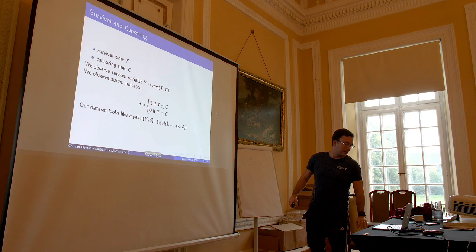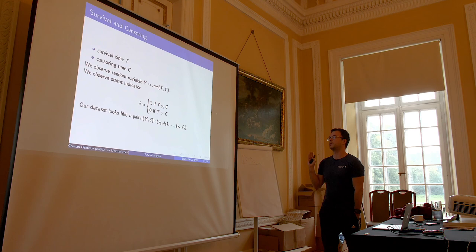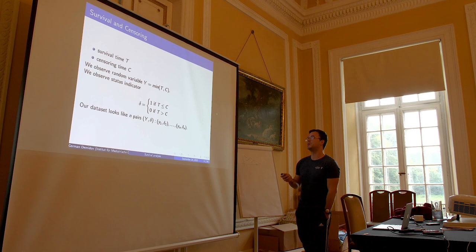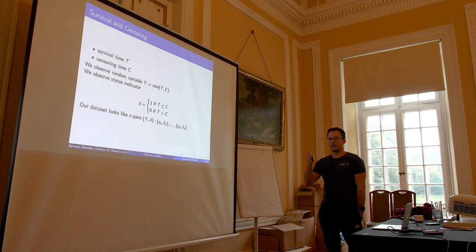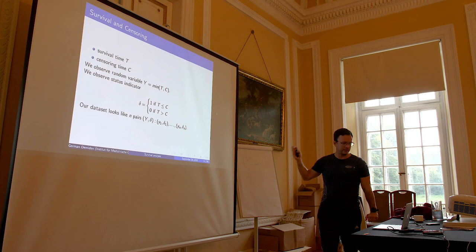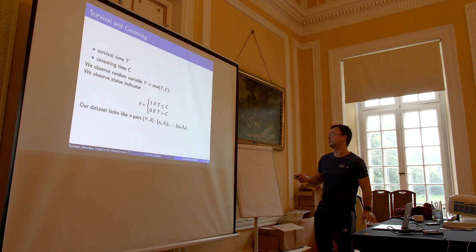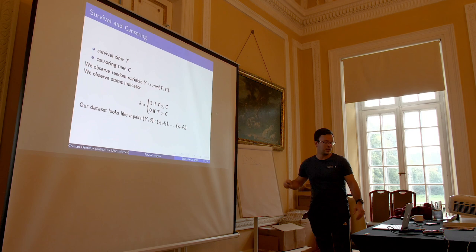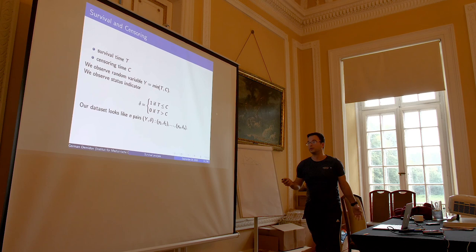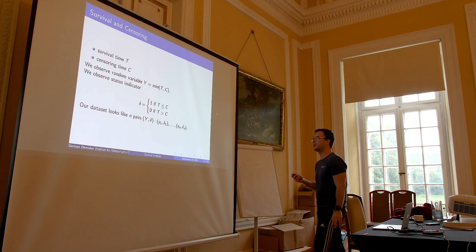We have two things: survival time and censoring time. And we see only one of these, only the minimum. Either it's censoring, the person is alive, or the event happened after the censoring, or we see the time till the event. We also see the status. This delta is the status: zero means nothing happened, and one means the event happened. So we see pairs of values, the time and the status. In our data set, our response is no longer one y, it's time and status.